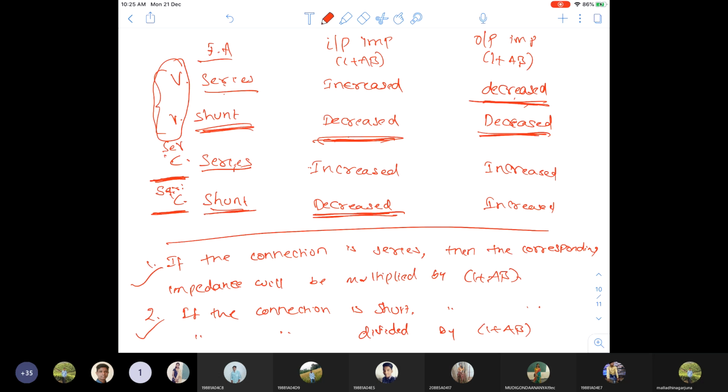The output impedance is also divided by 1 plus A beta. So remember these two points: wherever the series connection is there, that impedance will be multiplied, and wherever the shunt connection is there, that impedance will be divided by 1 plus A beta. Am I clear? Any doubts? Is it clear to everybody?